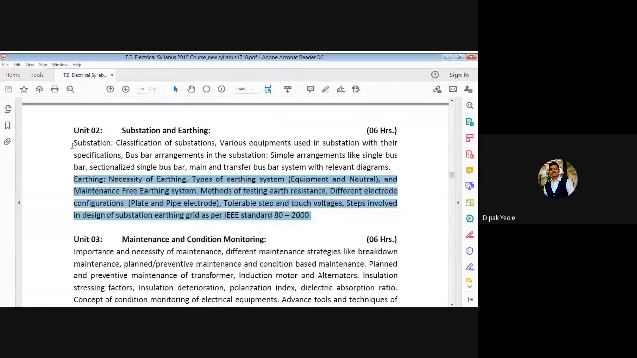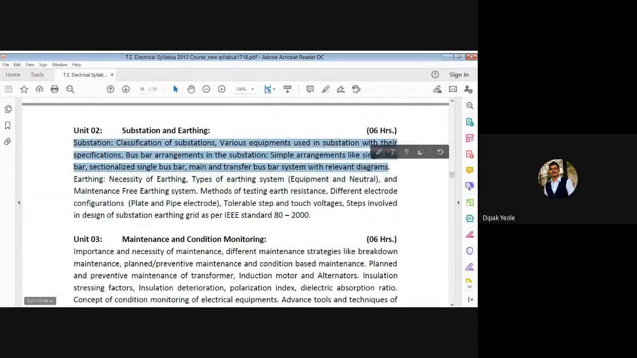Okay. So we'll start with the revision. I hope you are getting confidence now that you can score 7 out of 7 or 10 out of 10. Okay. So we will start with our revision.